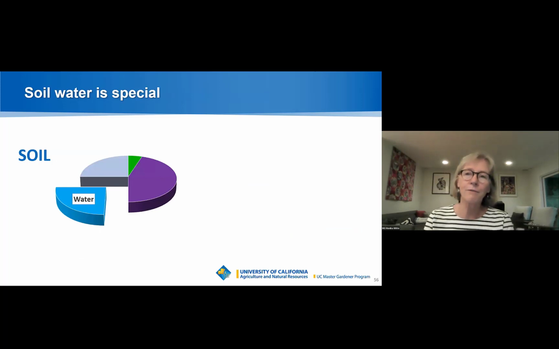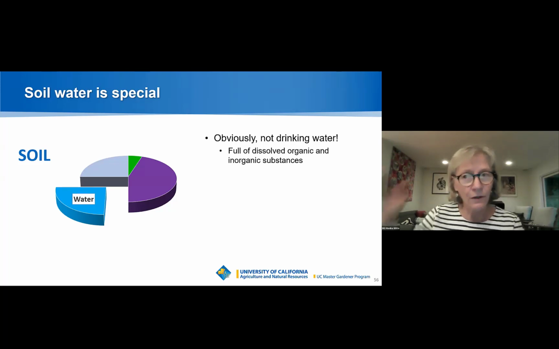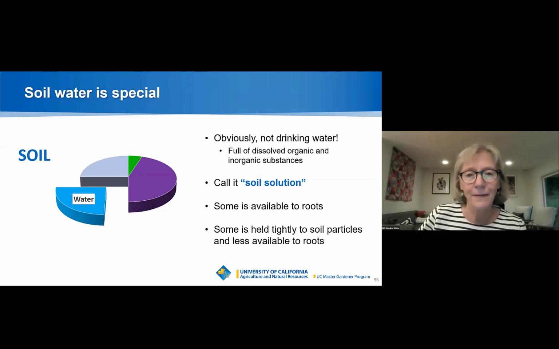So before I move on to fertilizers, I want to come back to the soil pie chart for a moment. And for the upcoming slides, keep in mind, soil water is never pure water. It's not drinking water. It's full of dissolved organic and inorganic substances. You might call it a soil soup or a soil solution. Some of that moisture is available to roots immediately, and some of it is held tightly to soil particles and less available to roots. I'll come back to this in a few slides.